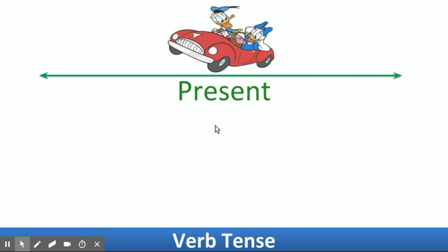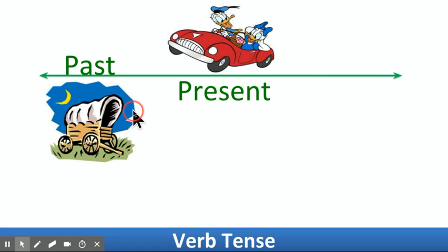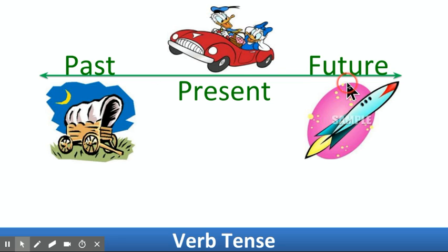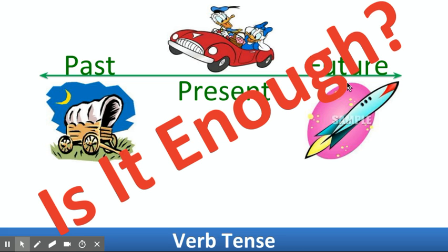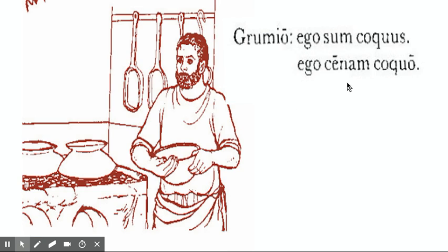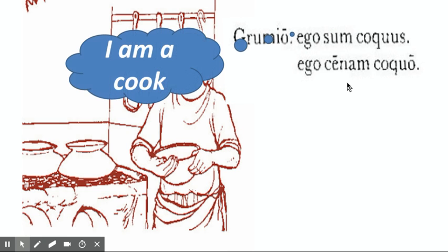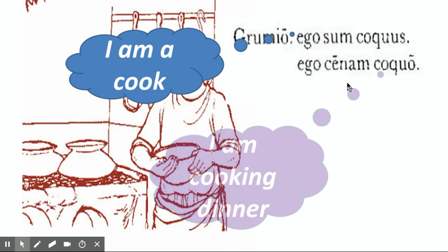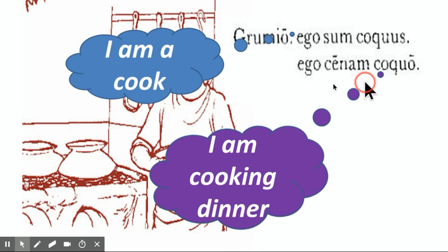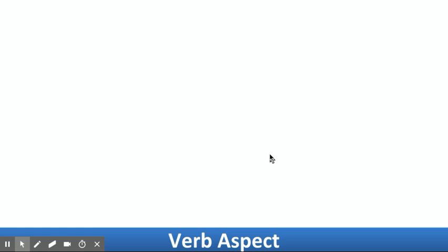So let's talk about what the tenses are. We have present tense, which we know, it's happening now. Past tense, it happened in the past. Future tense, it's going to happen from now. But is that enough, just saying simple present and future? Those are tenses. Well, they are. There are only 3 tenses, but you also have to realize that there's this thing called aspect, or the quality of the action. For example, when Grumio says, I am a cook, I am cooking dinner, these are both present tense. The only difference is the aspect. Present indicative in Latin can signify either a simple aspect or a progressive.